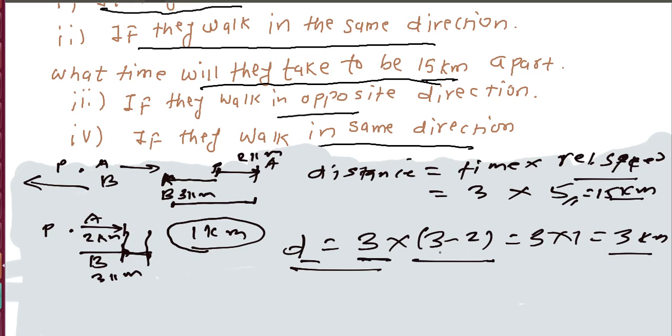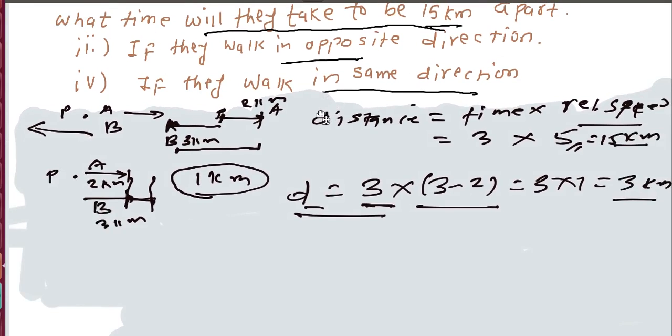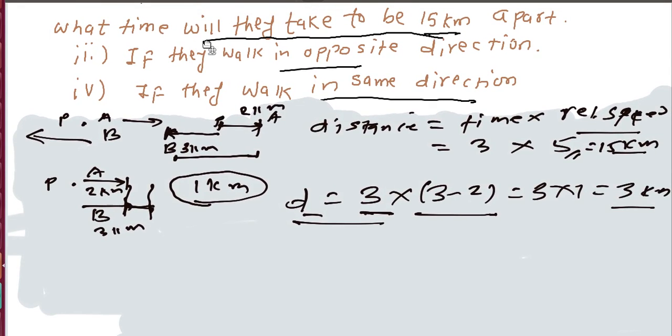Relative speed will be subtraction of the speeds because they are traveling in the same direction. Now the next sub-question says, what time will they take to be 15 kilometers apart, if they walk in the opposite direction, and if they walk in the same direction? Now we are given the distance, and we are asked to compute the time.